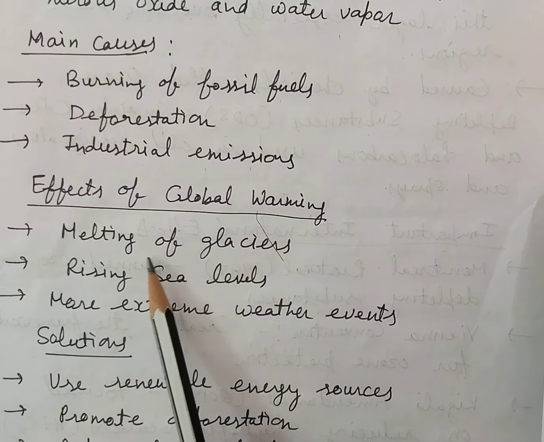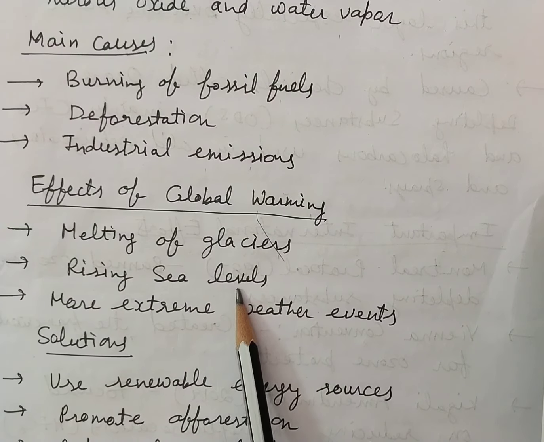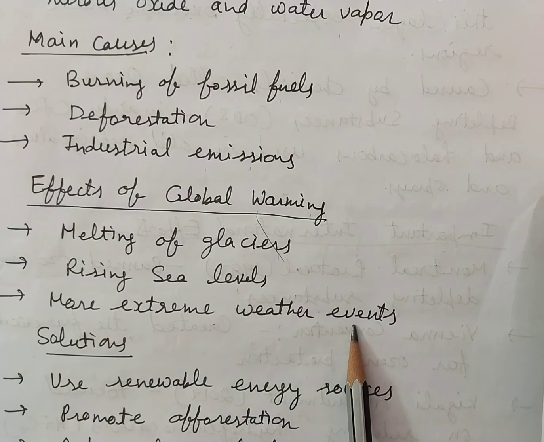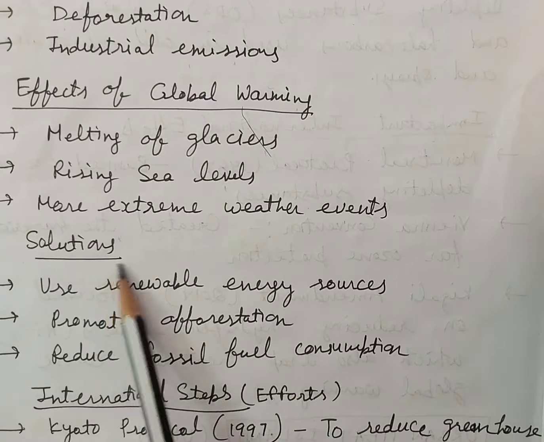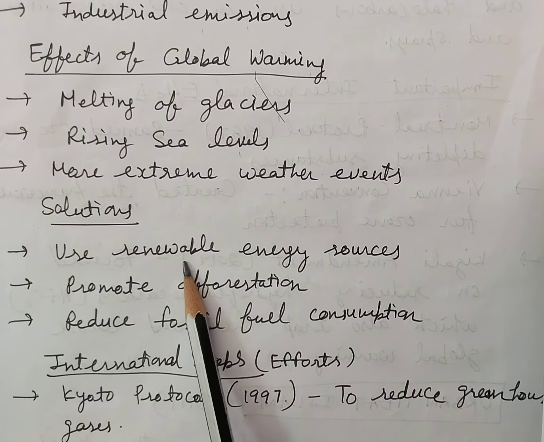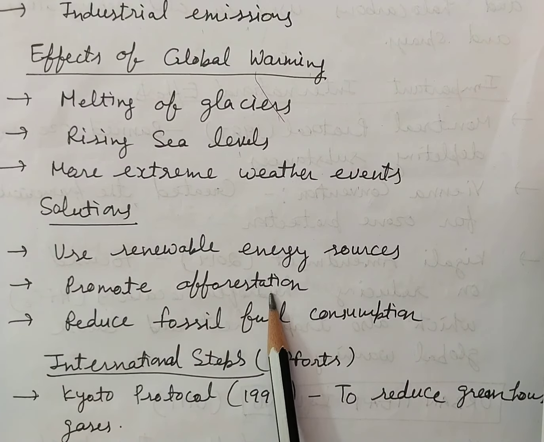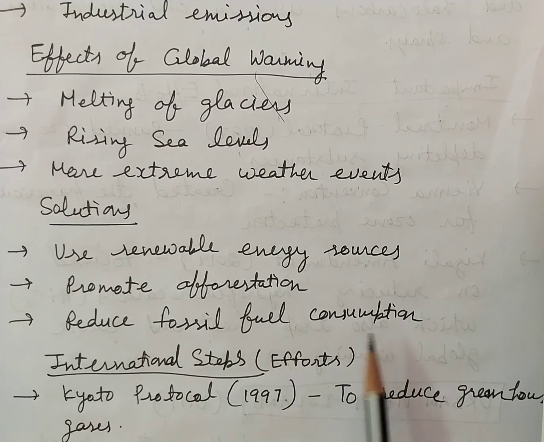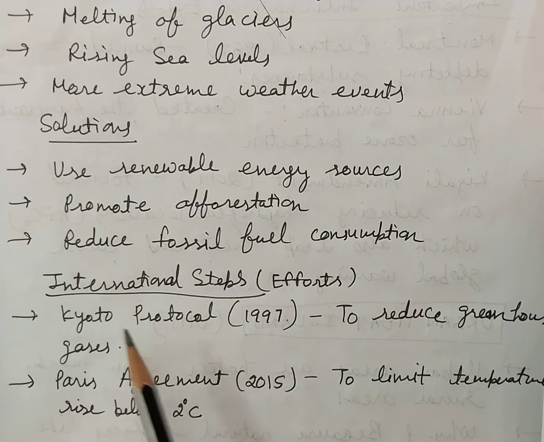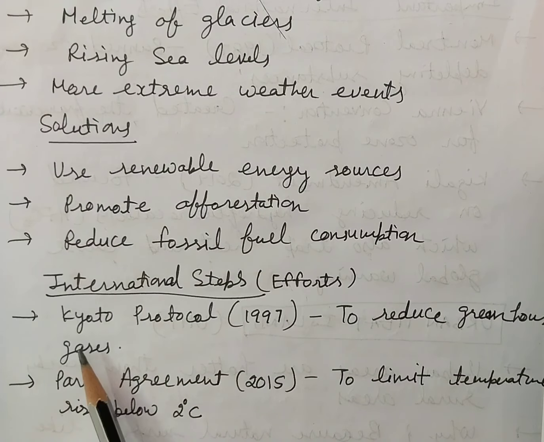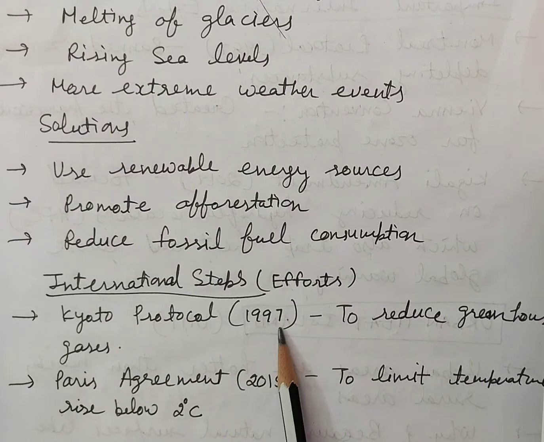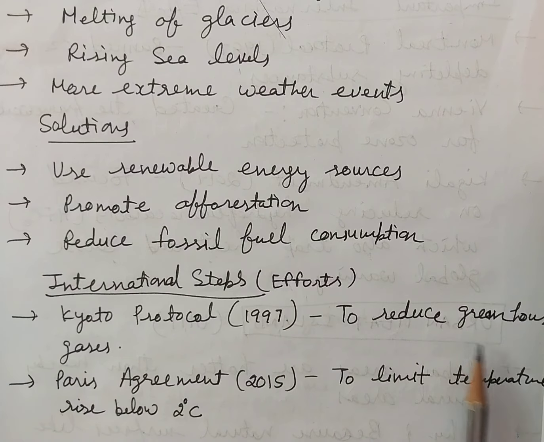Effects of global warming: melting of glaciers, rising sea levels, more extreme weather events. Now coming to the solutions. Use renewable energy resources, promote afforestation, reduce fossil fuel consumption. Now the international efforts for this: the Kyoto Protocol that came in 1997 to reduce greenhouse gases. Then the Paris Agreement which came in 2015 to limit temperature rise below 2 degrees Celsius.